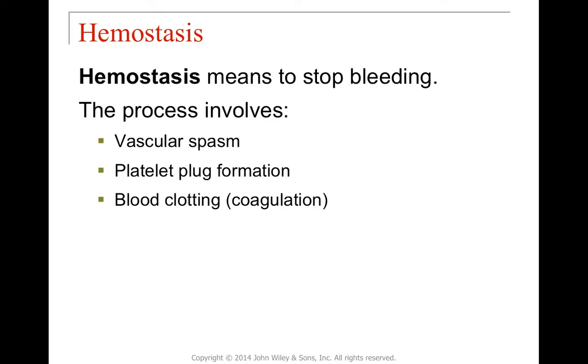Okay, so what happens when we get cut? We just talked about platelets being involved in the clotting response. So how do we stop the bleeding? The word hemostasis means stop bleeding, and it involves 3 major steps in the process. The first is the vascular spasm. So the vasculature actually is going to change in response to a cut. Then the platelet plug formation, and then the actual act of clotting, which is called coagulation.